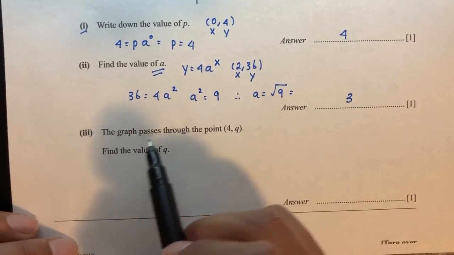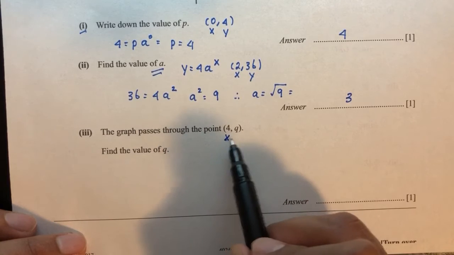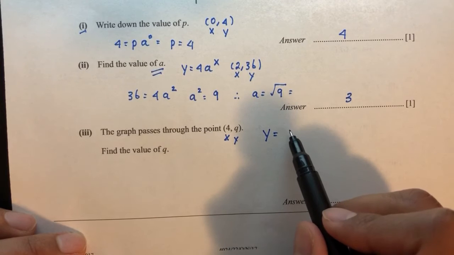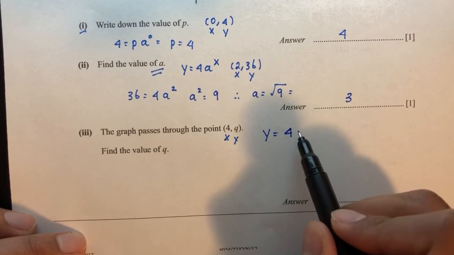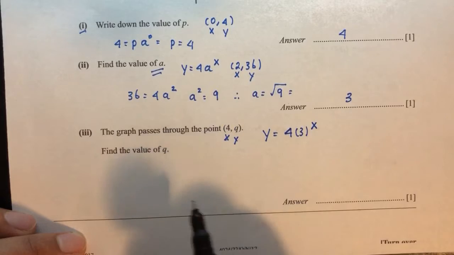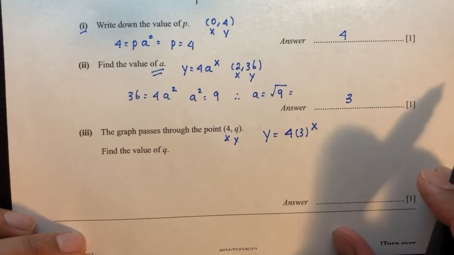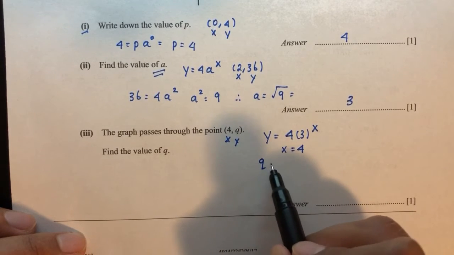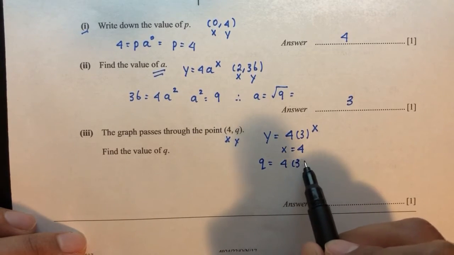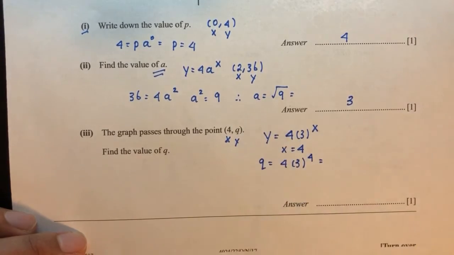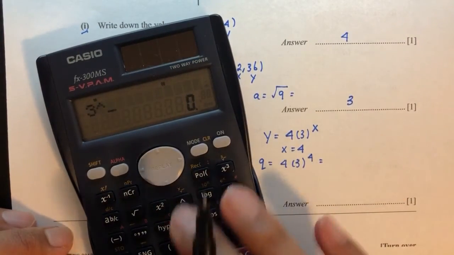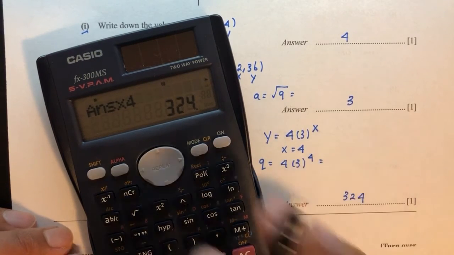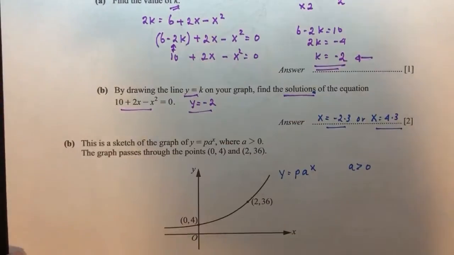Now part 3, the line passes through the point, this is x, y. The equation will be y equal to p, which is 4, a, which is 3, to the power x. Find the value of q. If x is equal to 4, the value of q will be 4 times 3 to the power 4. So 3 to the power 4 times 4 will be 324. And this will be question number 7.